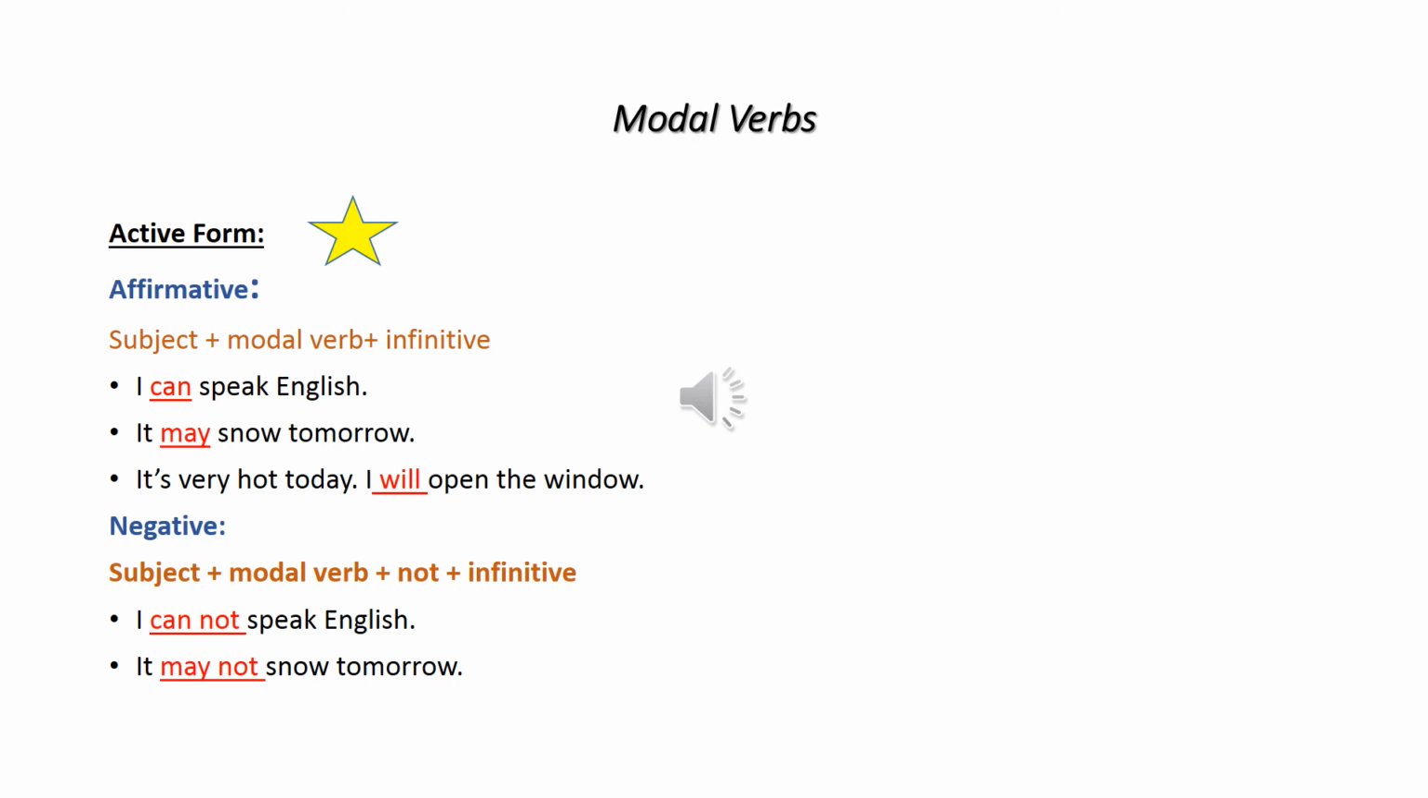For example, I can speak English. I the subject الفاعل، can the modal verb، speak the infinitive form of the verb، يعني الشكل المجرد للفعل بدون أي إضافات. ما حكينا speaks or spoke. No. English the object. The second example, it may snow tomorrow. It the subject, may the modal verb, snow the infinitive form of the verb, and tomorrow.